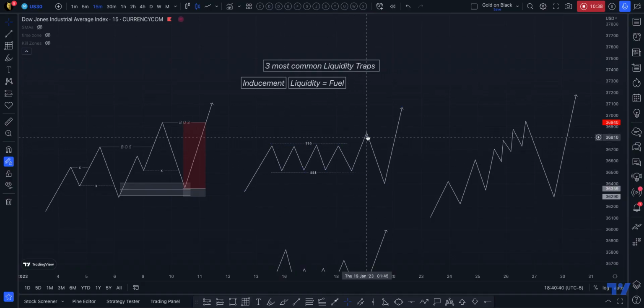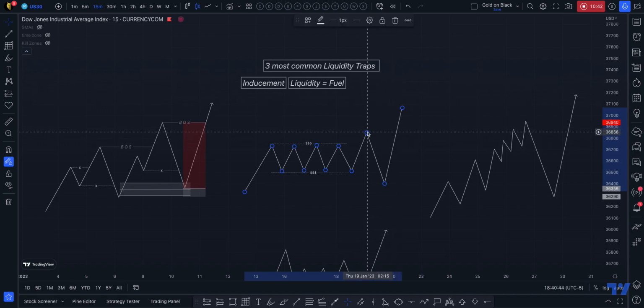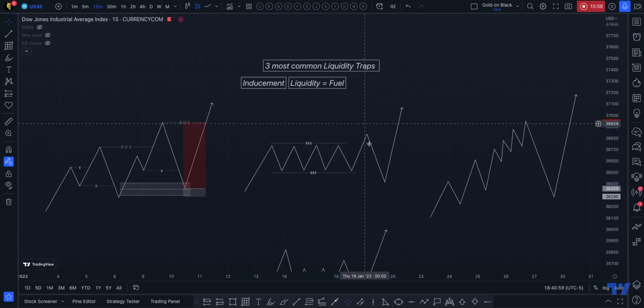Take the fuel from here, and then sometimes the market will just skyrocket right away, or it will come back down, right? After swiping these sellers out, now the market will come back down to swipe these early buyers out, right? And now is when the price is going to move up, right? This is doing a lot of things here.